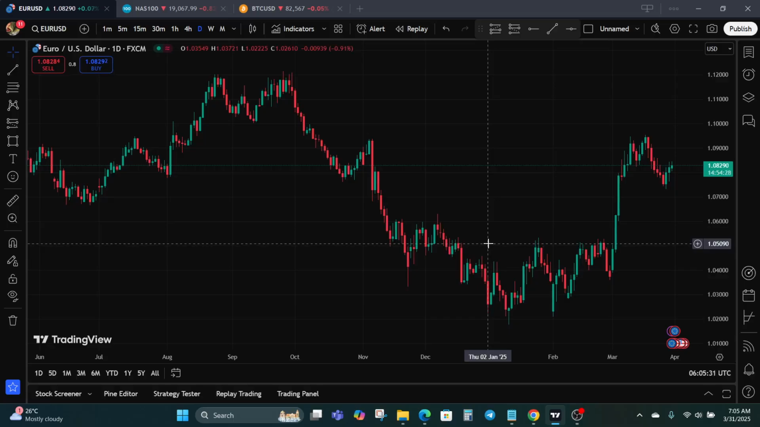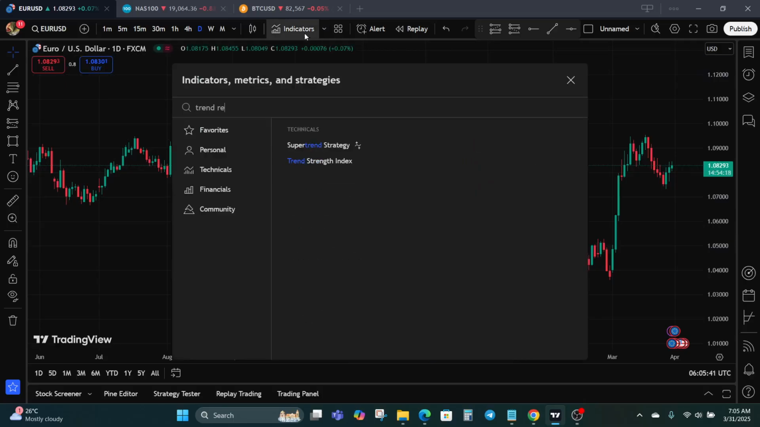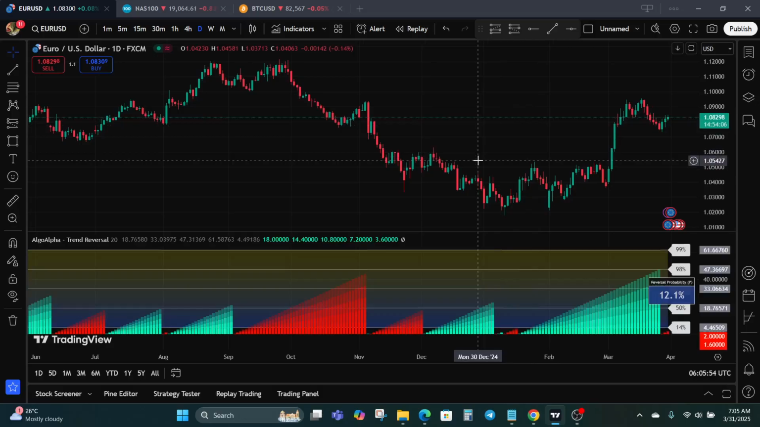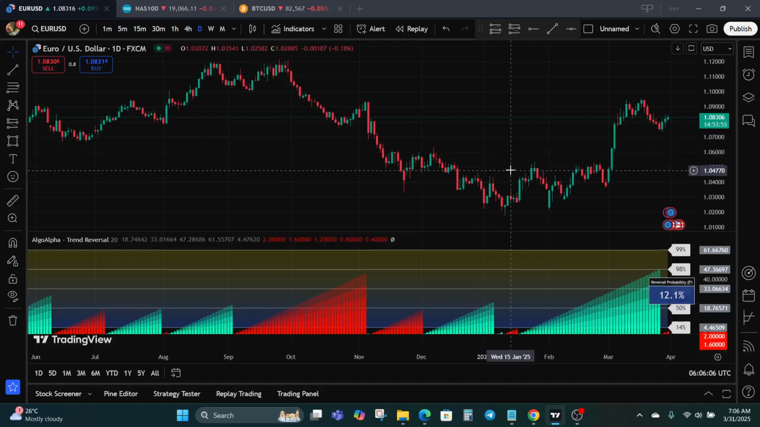All right, we're going to be talking about the trend reversal probability indicator. So if you've ever struggled with predicting where the trend is about to change, this tool is going to be a game changer for you. Let us start with the basics here.